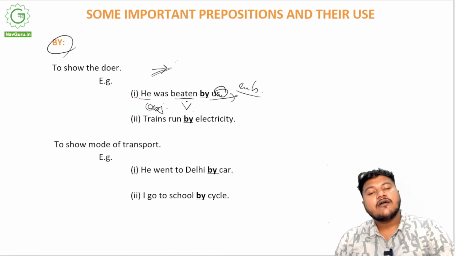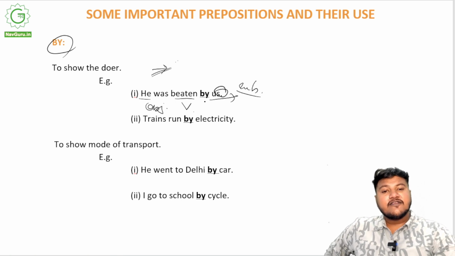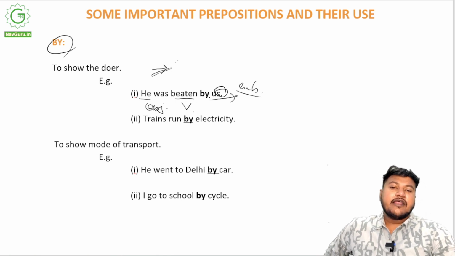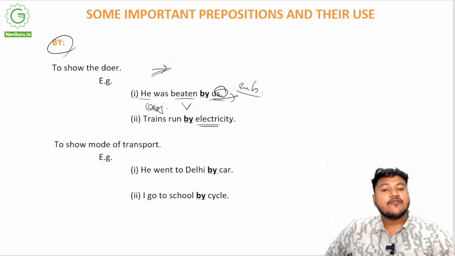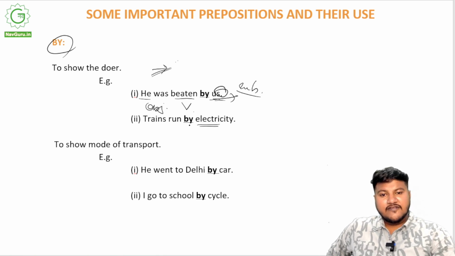It's an indirect speech. Passive voice we'll learn. This is passive voice, not active. We will learn this in the active passive part. But yeah, so you see, beaten by us. Who is the doer here? Us. Trains run by electricity. What do trains run by? Electricity. So electricity is the doer here. Alright. So this is how by is used, to know what transpired with the verb.